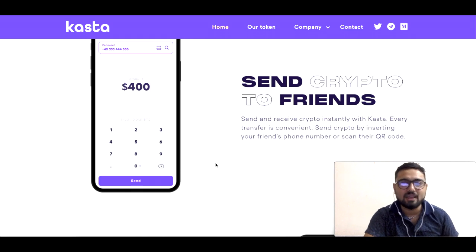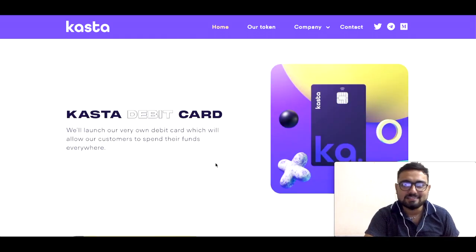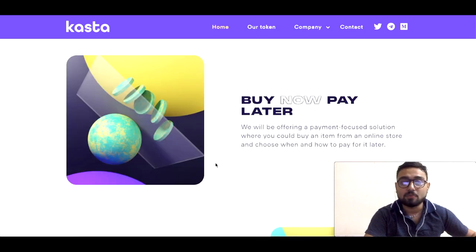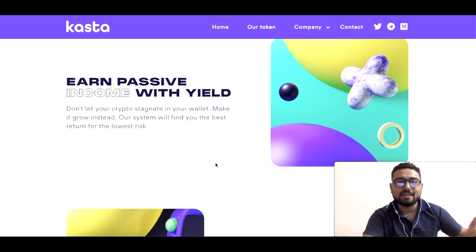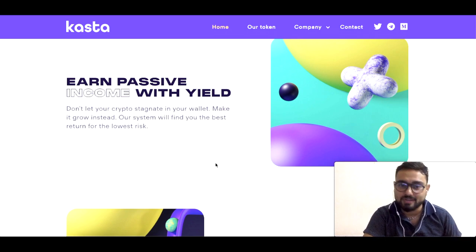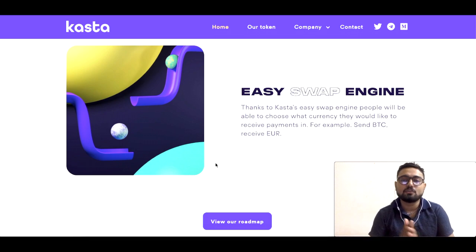In the long run, they also have plans to introduce the Kasta debit card, buy now and pay later option, which will play an important role in the tokenomics of the Kasta token. And also you can earn passive income with yield, right? So Kasta will enable us to find the best returns for our crypto with the lowest amount of risk. And also it is targeting to build an easy swap engine. So Kasta's easy swap engine will enable people to choose what currency they would like to receive payments from. For example, send BTC and receive euros or any other currency as well.